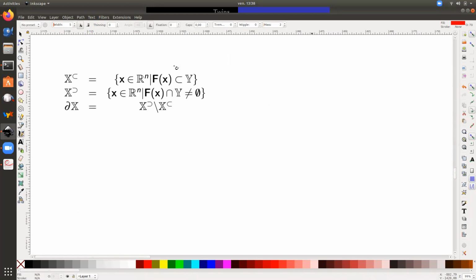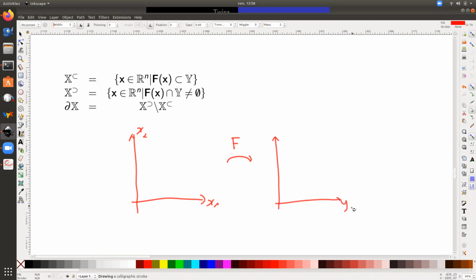Here I have my set for x1, x2. And I have some kind of function f which is uncertain. And here the image space is like this: y1, y2. The set to invert is like this, for instance. So this is the set y.